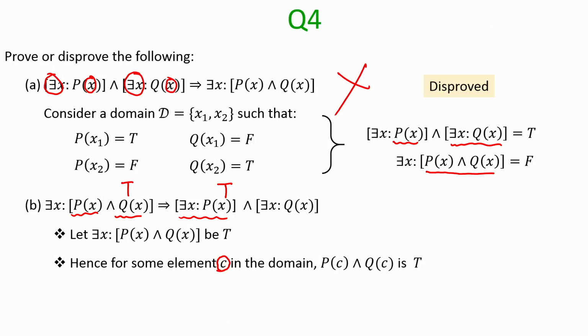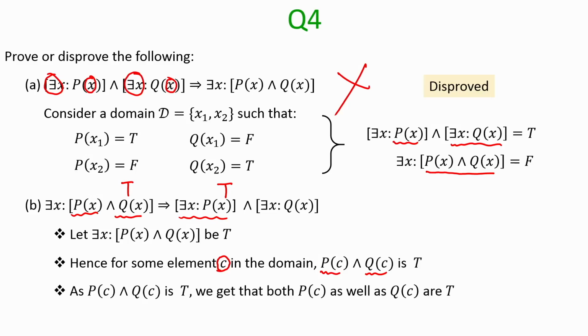Okay. So, I know that the proposition P of C is true as well as the proposition Q of C is true. I stress the value of C is not known here, it is an arbitrary element, but it exists. Now, since the conjunction of the two propositions P of C and Q of C is given to be true, this is possible only if the individual propositions P of C and Q of C are true.